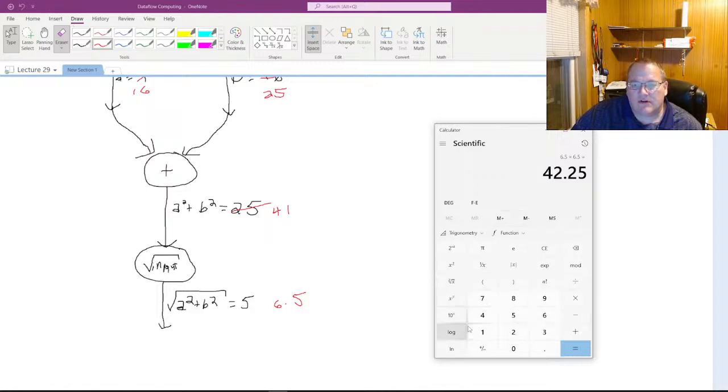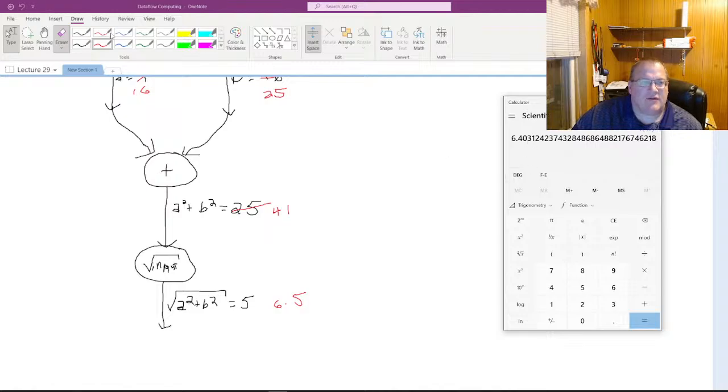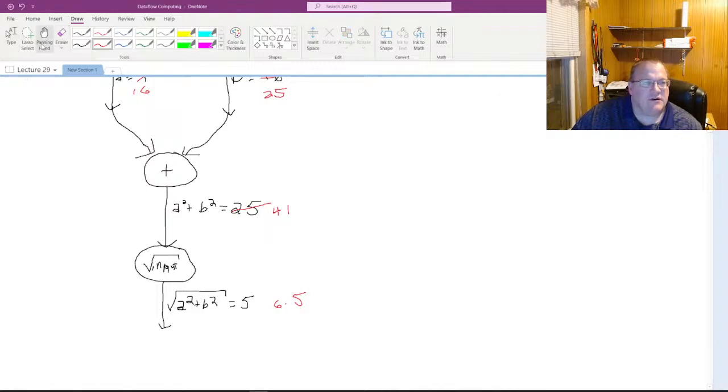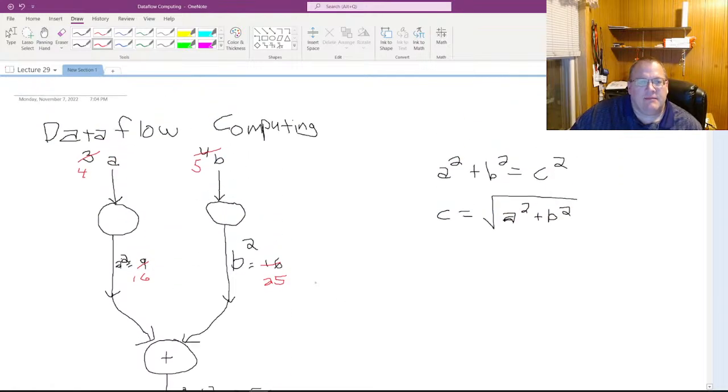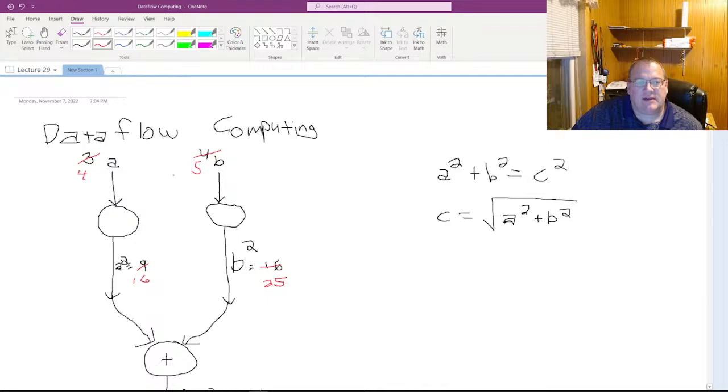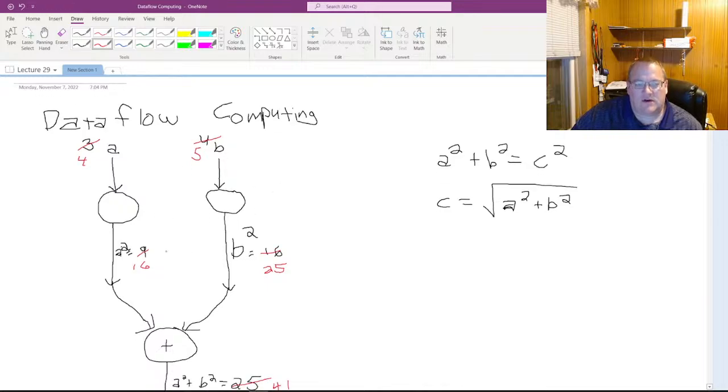So is there a square root function on here? There is. Okay, so let's go ahead and just clear this and say 41, boom. All right, so 6.4, we'll just round it off there. That'll be fine enough, at least for what we're doing here to get this idea. So that would be a different number. But that's if the 4 and the 5 go in at the same time, because then these will work and then this works.